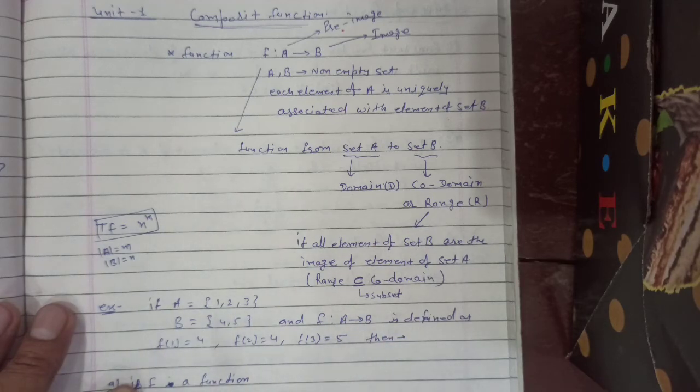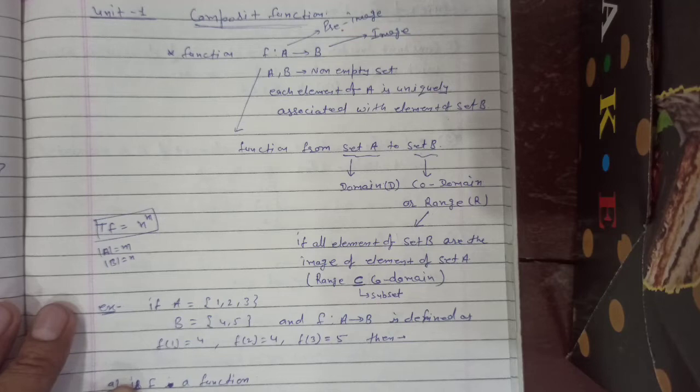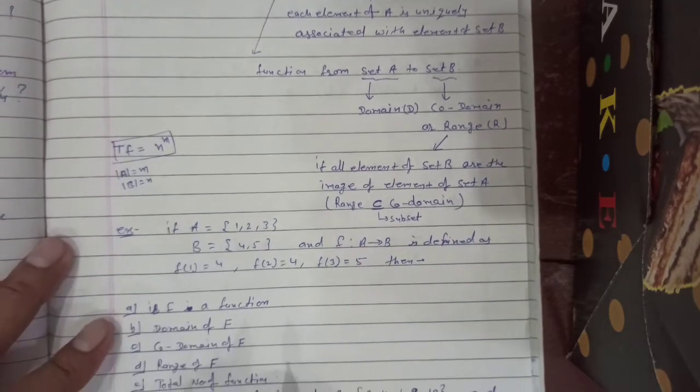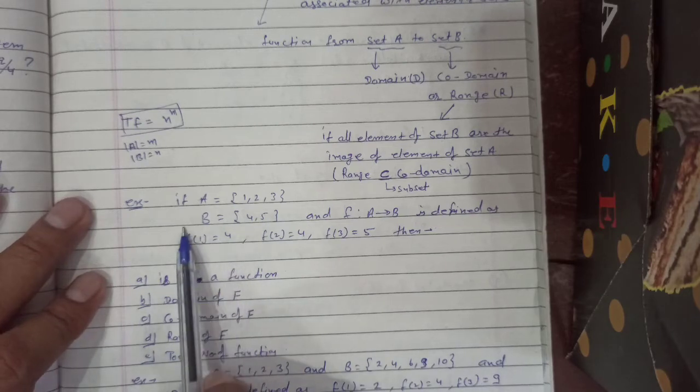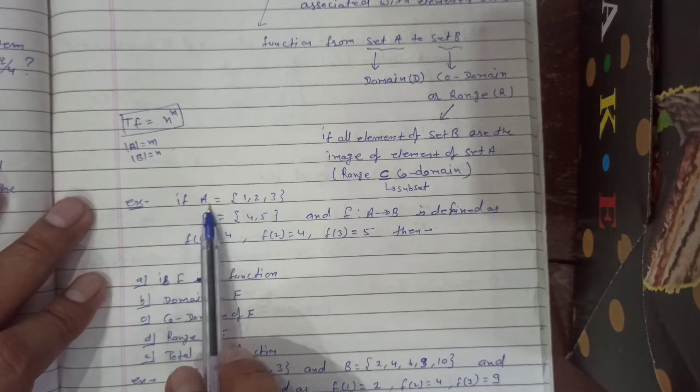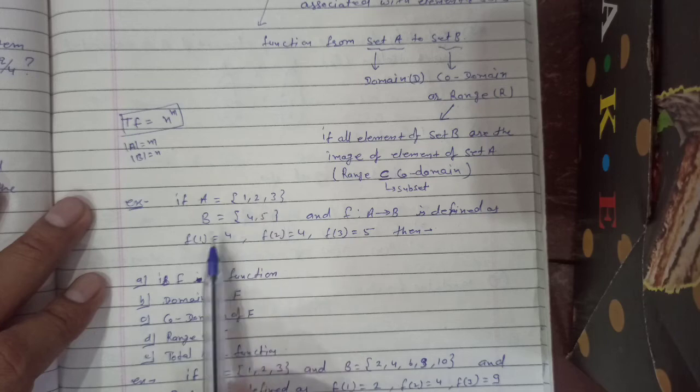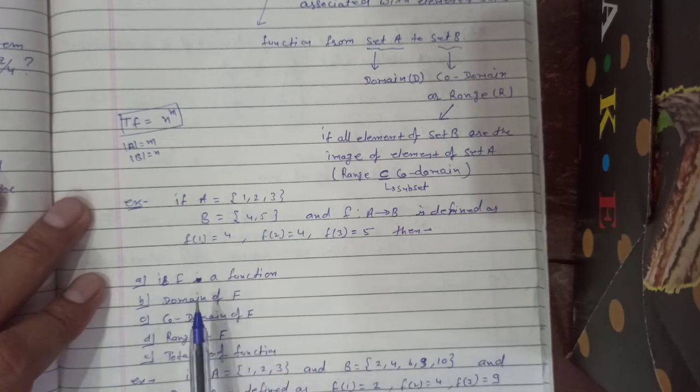Earlier we talked about functions in terms of input and output. It means if we give an input to any function, then we get outputs, and these outputs are considered as the range of that particular function. First we will consider an example to understand it better. Suppose we have a set A with the elements 1, 2 and 3, and a set B with the elements 4 and 5.